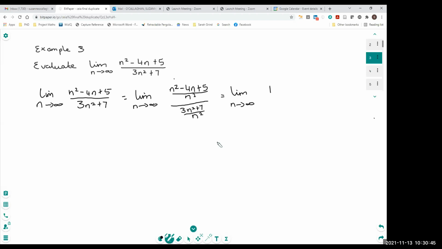So n squared divided by n squared is 1, minus 4n divided by n squared is 4 over n, plus 5 over n squared. And below the line, we have 3n squared divided by n squared is 3, plus 7 over n squared. So now let's look at each of them and assess their limits.